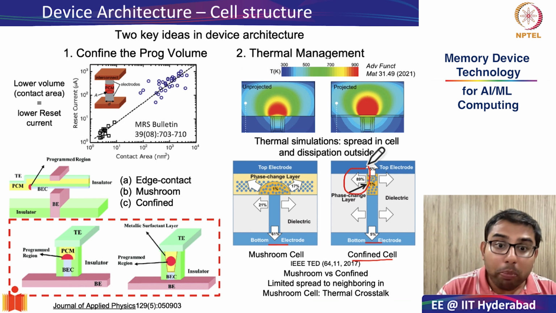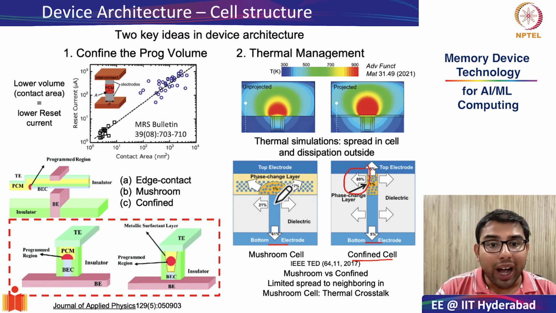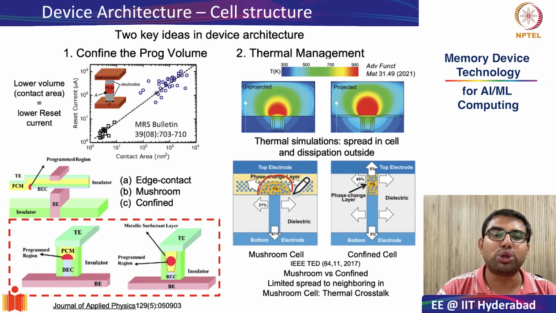Just a small note, maybe I have missed it. Why is this called a mushroom cell? This is called a mushroom cell because, as you can see from these simulations and also from this phase change region, the area which gets converted from crystalline to amorphous here looks like a mushroom. Therefore, it is called a mushroom cell.